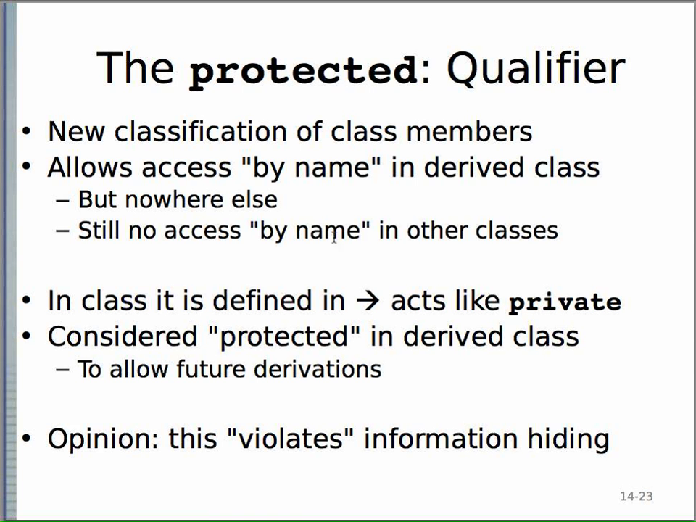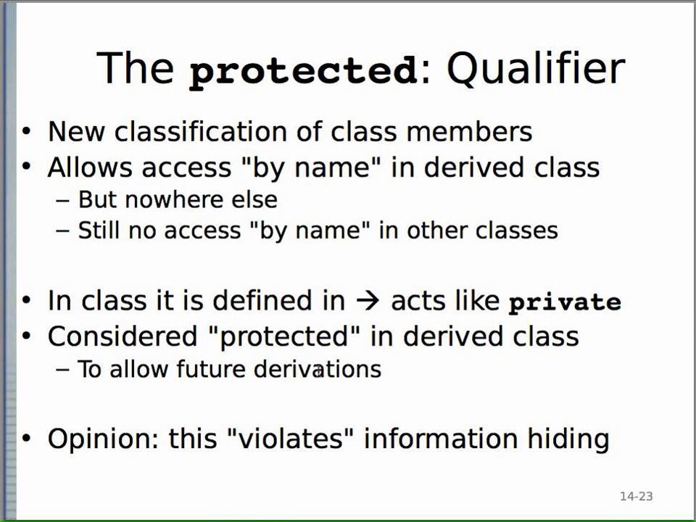So nowhere else, in other classes that are not related to this class, let's say employee.h, the class employee, can they access protected data members. Same as in Java. In the class it is defined in, it acts like a private. So this is considered protected in the derived class. I guess that's a much better way to think about this. And this allows future derivations.